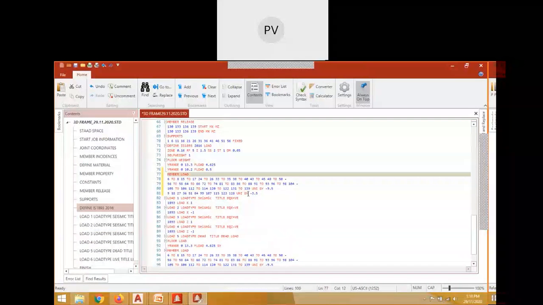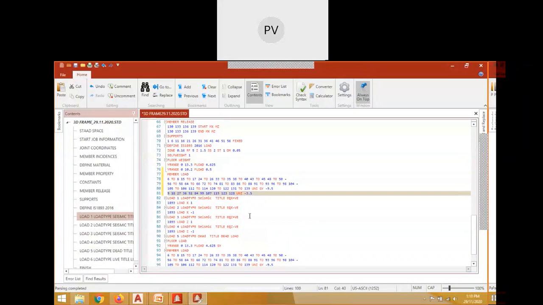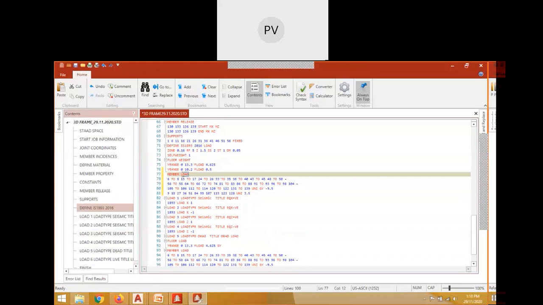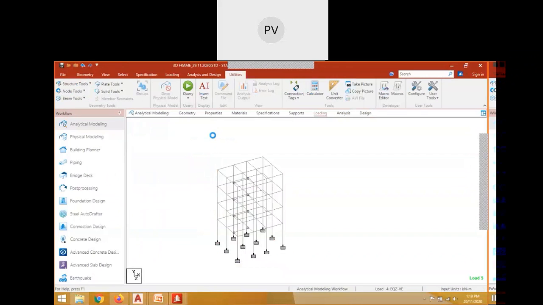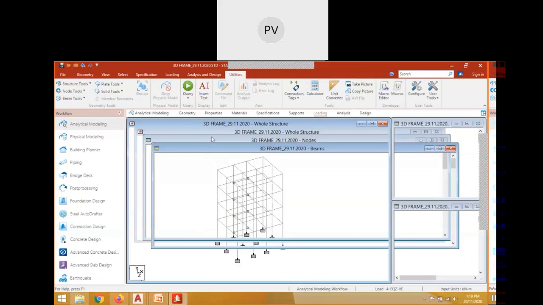Now here I want to change the direction. Remove this GY from here. I don't want the direction because it is a seismic weight, and then this negative sign, this is the first thing. And instead of member load, you say member weight. So turn load into weight, that's it. Save this model. So now this load is already generated in the seismic load case. Save this model, and then close this window.